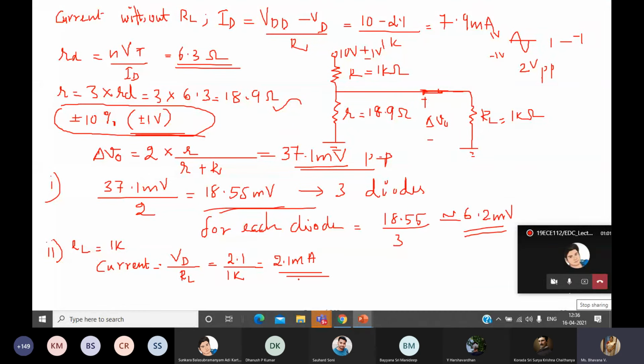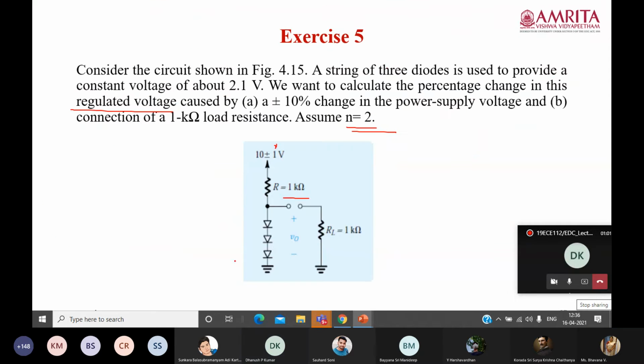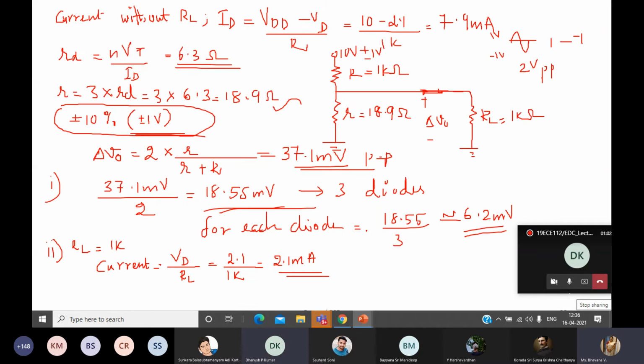Did you understand this one? How is it VD by R? Three diodes are there, no? Drop across this diode, voltage divided by resistance, Ohm's law. Okay, ma'am, we are including RL also. Got it? Yes, ma'am. So current is equal to VD by RL, which is equal to 2.1 divided by 1K, which is equal to 2.1 milliampere.